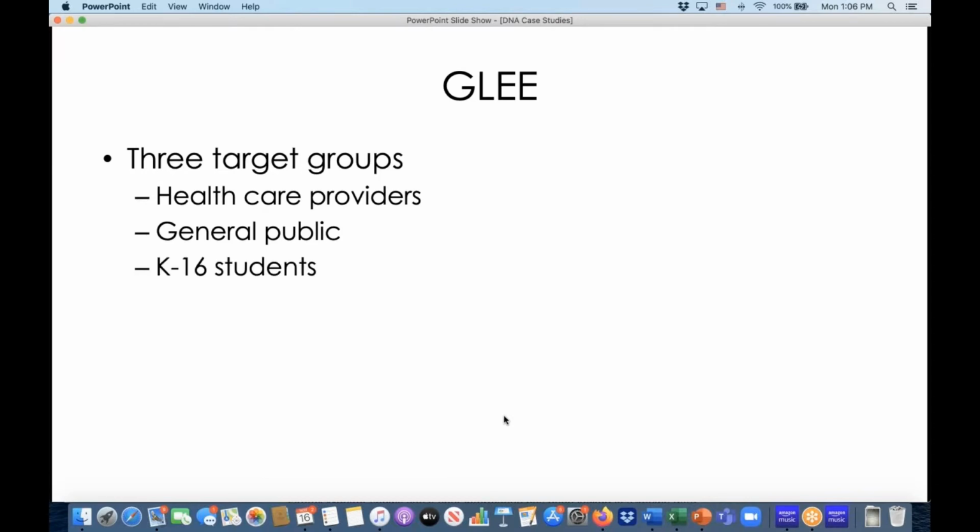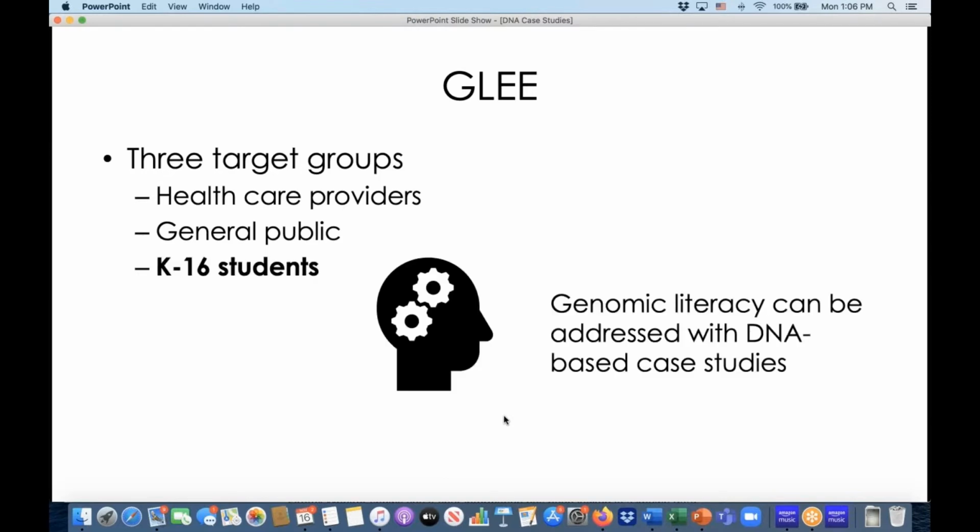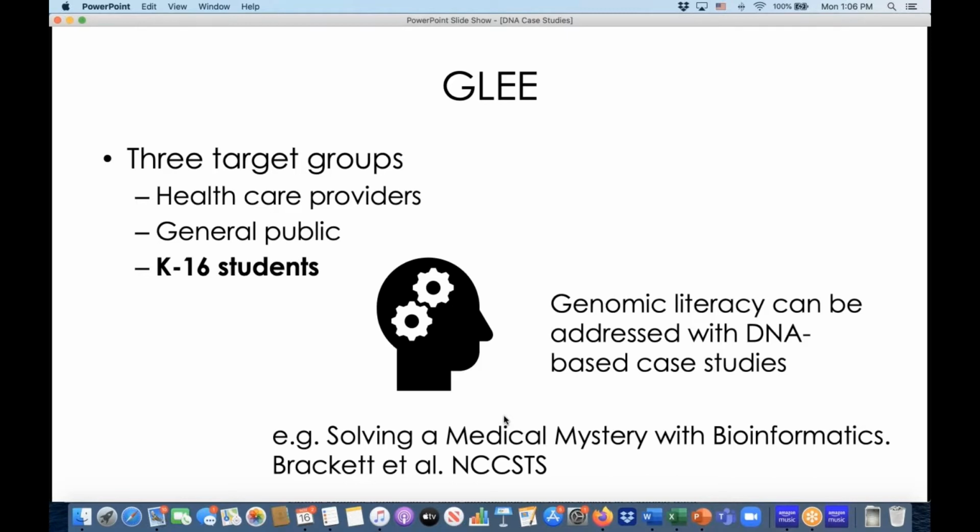And then the third target group are our students, the K-16 student population. As I said, those are our students. We're the 12 through 16, but as Will said, I also work with teachers, and so I sometimes consider the younger peeps my students too. And so we can use DNA-based case studies to really address genomic literacy. Do you understand genetics and genomics, and how can we use a case study to help reinforce your understanding of genetics and genomics?